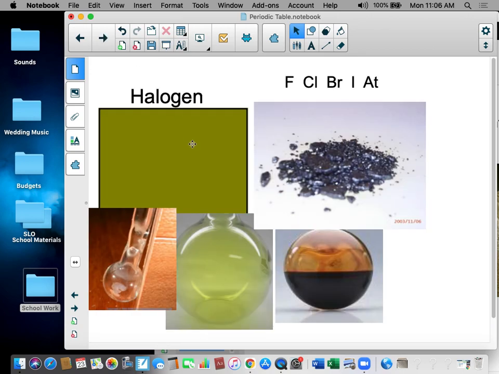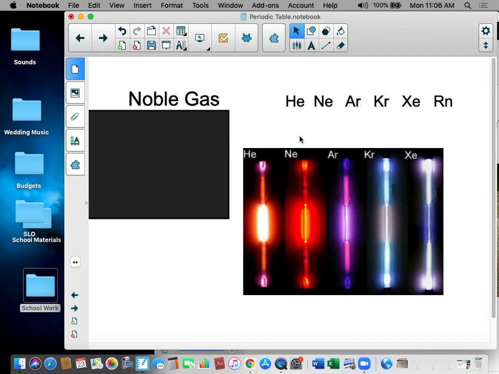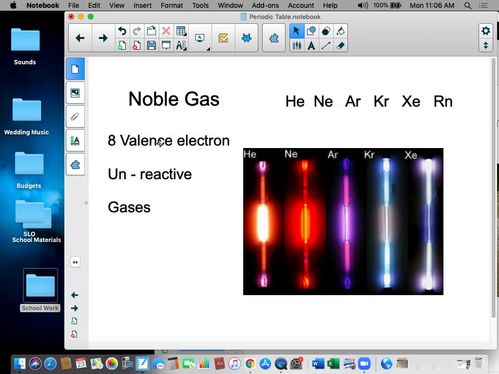All right, now, halogens. Halogens, the next to last group, fluorine, chlorine, bromine, iodine, astatine. These are extremely reactive. They have 7 valence electrons, and they are poisonous. Last group, noble gases: helium, neon, argon, krypton, xenon, and radon. They have 8 valence electrons, of course, except for helium, which has 2. They're unreactive because they are filled shell, and they're all gases.